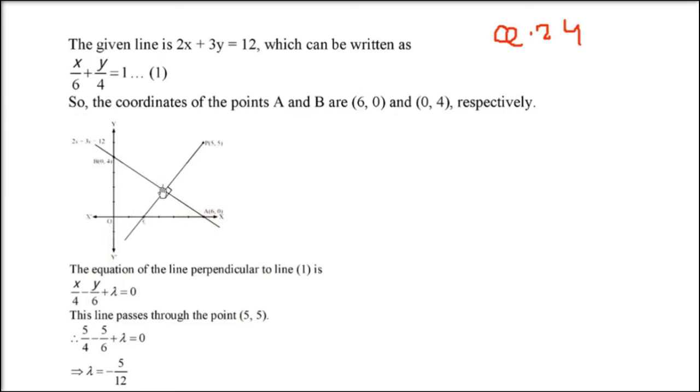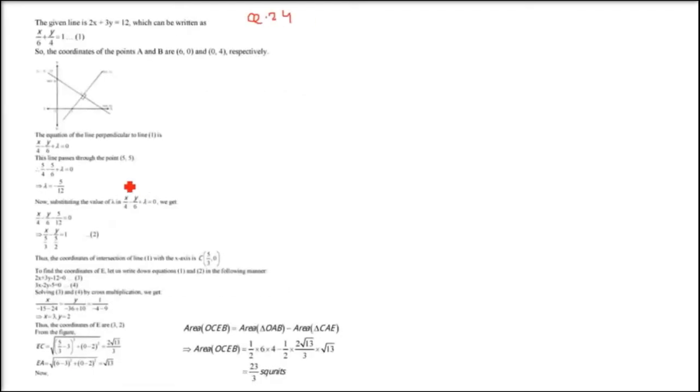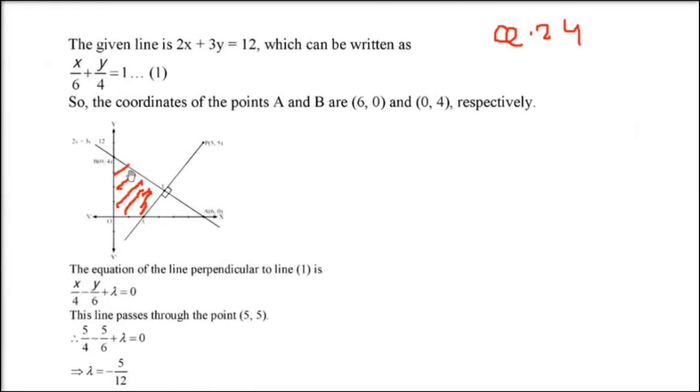OCEB. Now we have no direct way to find the area of this figure, so we have to use some other way. This area is not very easy to find. For that, we will take the area of the whole figure and subtract the other part so that we get this part. So we take the main triangle and subtract triangle CEA. That is, area of triangle AOB minus area of triangle AEC. Then we get this figure.